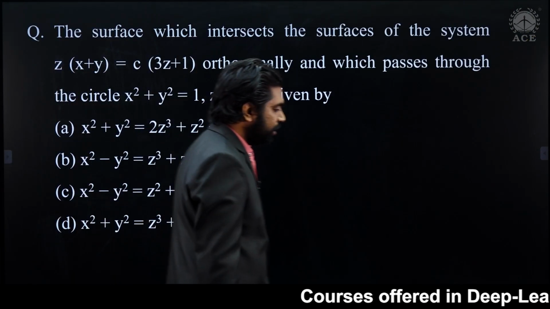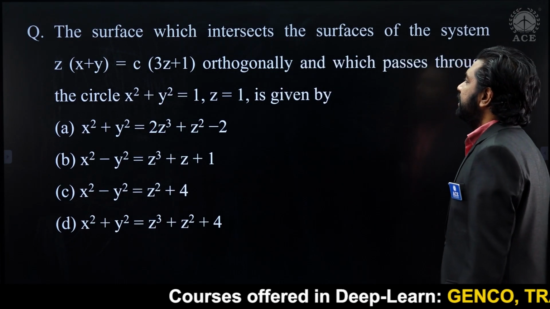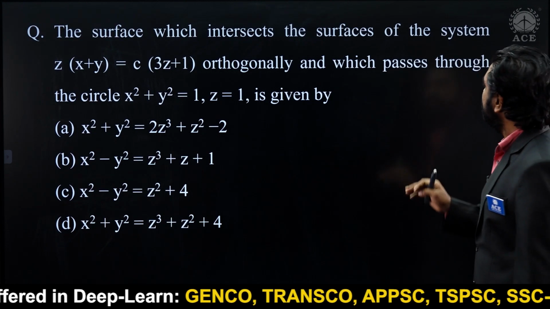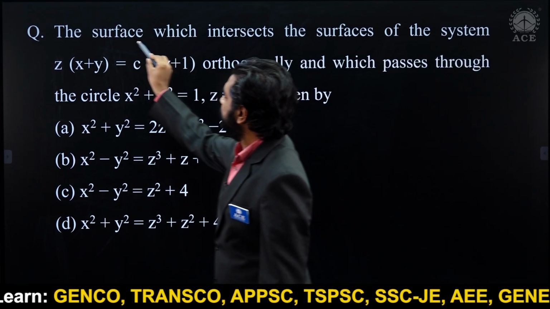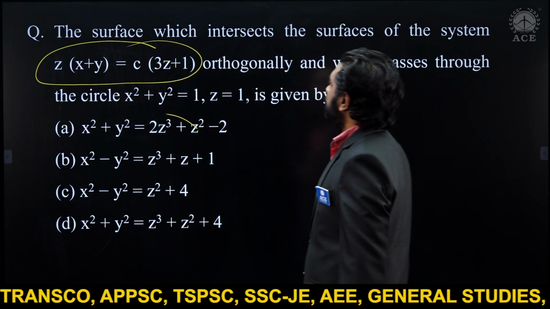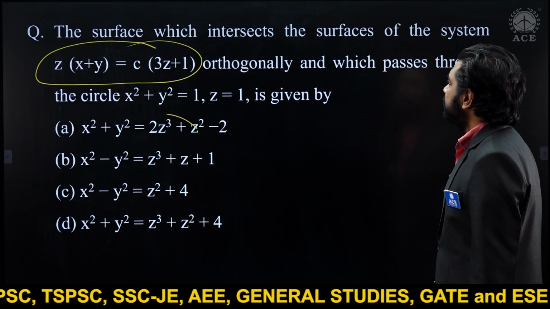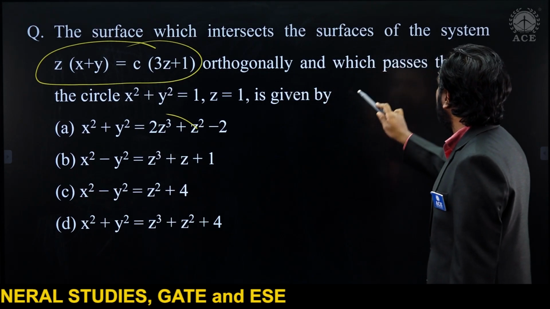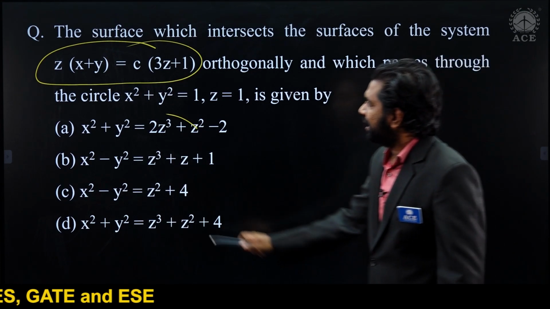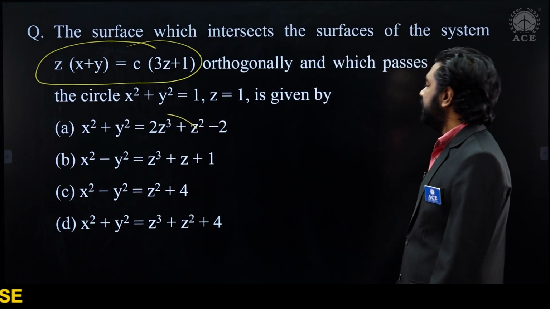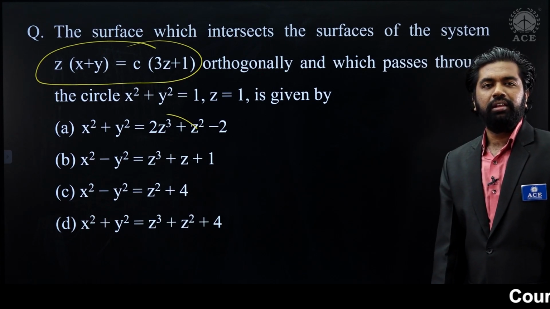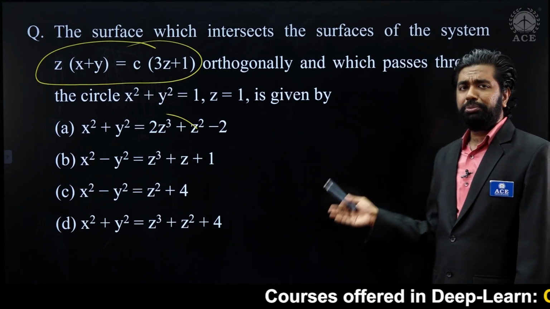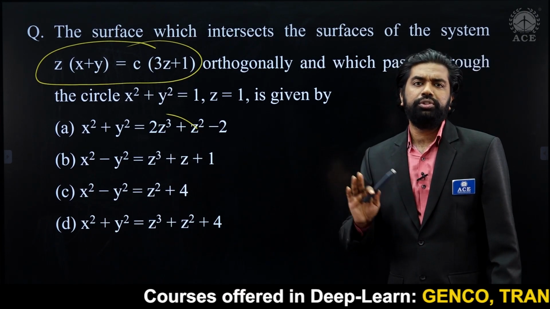We have got an interesting question here. Let's read it. The surface which intersects the surfaces of the system, given by this equation, orthogonally and which passes through the circle x square plus y square equal to 1, z equal to 1 is given by. If you go by the usual way, it is going to be too lengthy. In an objective exam, no one is going to solve using the conventional way.